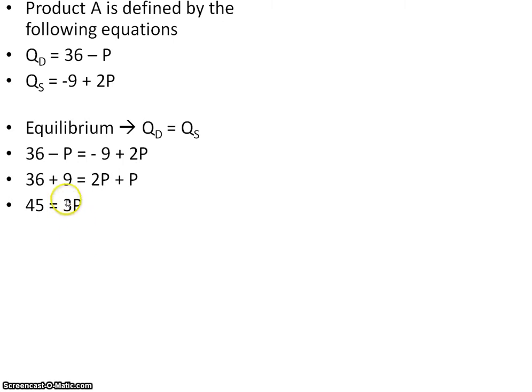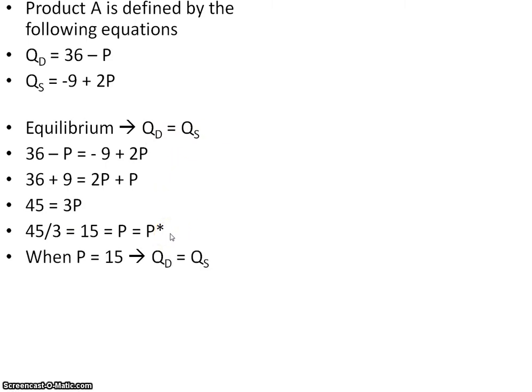When you divide by 3, you knock out the 3. 3 into 3 is 1, so you get P. And then 3 into 45 is 15. We put the P star to indicate that this price is the equilibrium price. In most textbooks, P star represents the equilibrium price. So when we equate the two functions, we are able to determine what price would be, and we say that that price is the equilibrium price because $15 is the unique price that results in the quantity demanded being equal to the quantity supplied of that particular product.